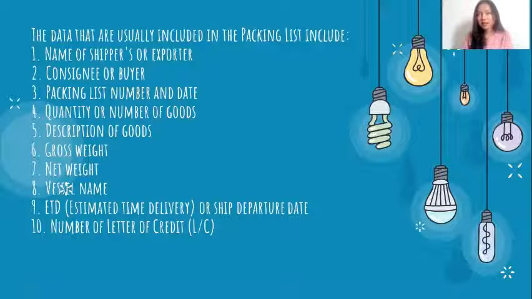A packing list is a packaging document that shows the type, quantity, and weight of the goods, as well as the description of the goods. The data usually included in a packing list are the name of the shipper or exporter, the consignee or buyer, the packing list number and date, quantity of goods, description of goods, gross weight, net weight, vessel name, estimated time of delivery or ship delivery date, and the last is the number of the letter of credit.